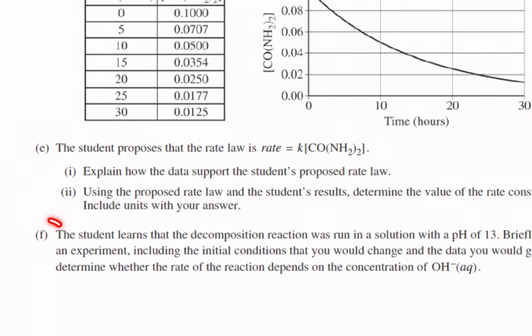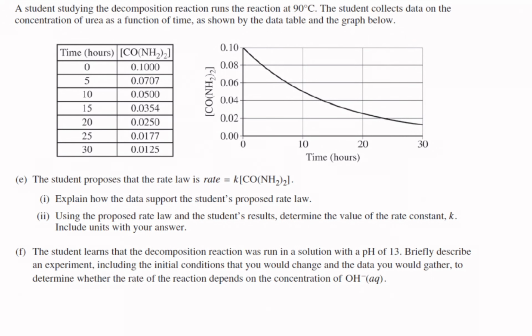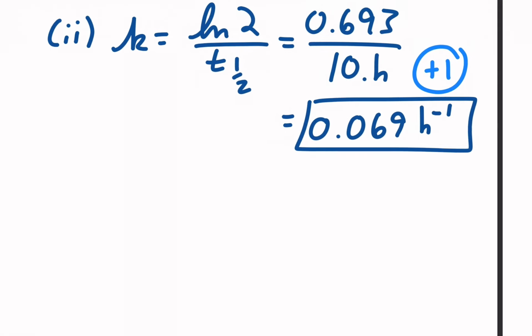Okay, we're almost done. Last part, the student learns decomposition was run at a pH of 13, very basic. Describe an experiment, including initial conditions, that you would change to see if the rate actually depends on the concentration of hydroxide. Anytime they say describe an experiment, they're really looking for one or maybe two specific things that they want you to say, but they're usually pretty straightforward. They just want to hear from you that you know that that's all you have to do. And in this question, that's what it is. The pH is 13, and I want to change something to figure out if the hydroxide concentration is a variable. You just change the hydroxide concentration.